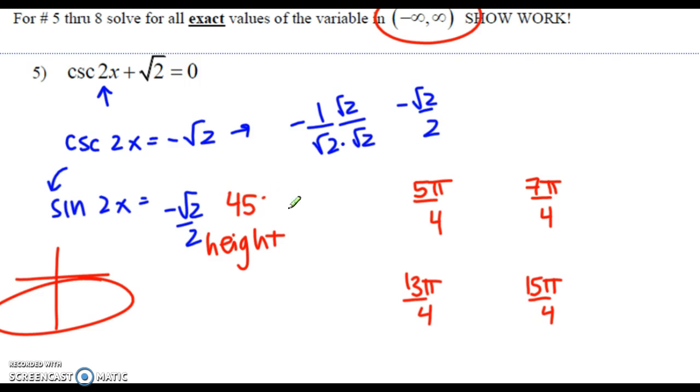45-degree reference angle, sine talks about height, third and fourth quadrant. Your first trip around, you're going to get 5 pi over 4 and 7 pi over 4. So those guys hanging out right there. Second trip around, 13 pi over 4, 15 pi over 4. Your interval, though, you need to add this to every single answer because your interval is multiple rotations around that unit circle.